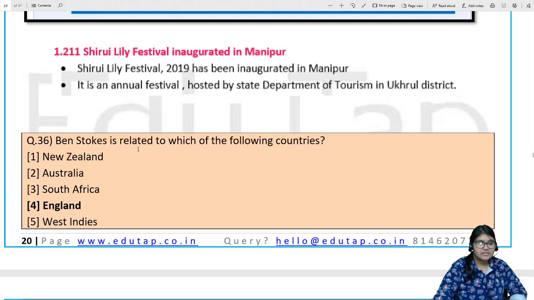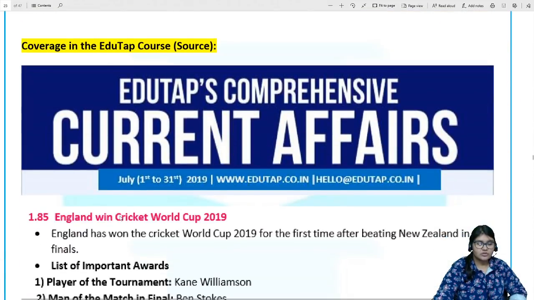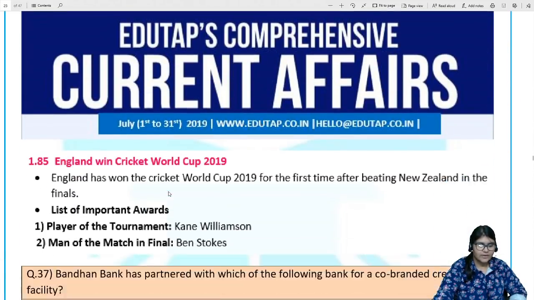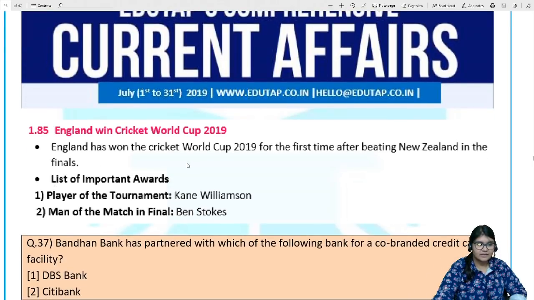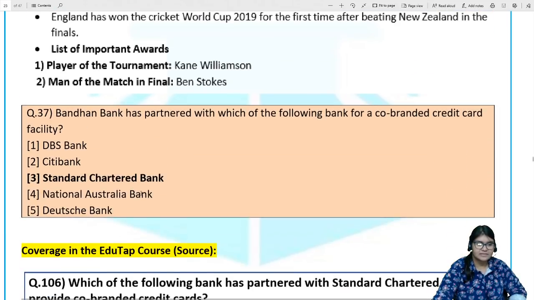Next, Ben Stokes is related to which of the following countries? And the answer to this particular question is England. Okay, so this was there in the July magazine that we had covered, wherein it was clearly written regarding England winning the Cricket World Cup 2019, right? Man of the match in the final was Ben Stokes, so automatically it answers the question that was asked.